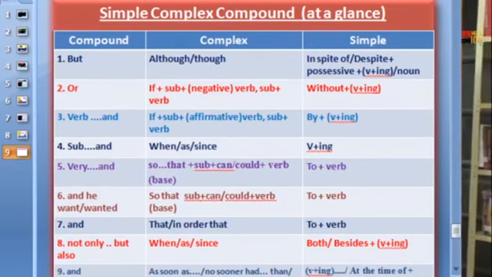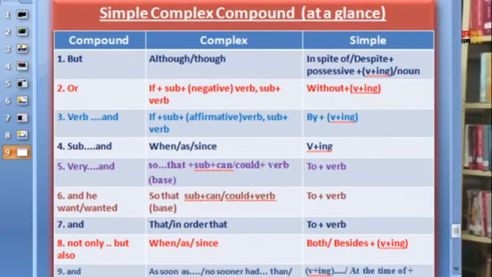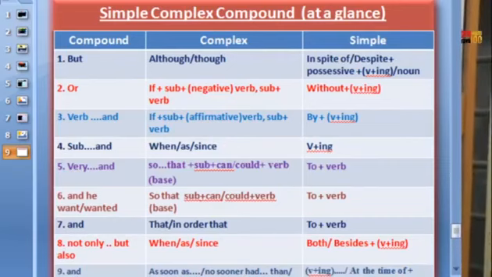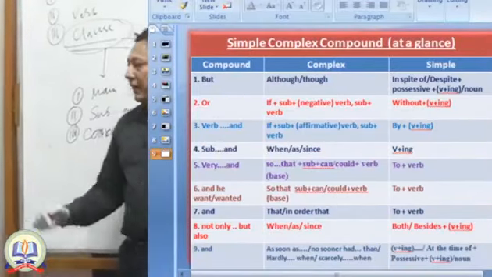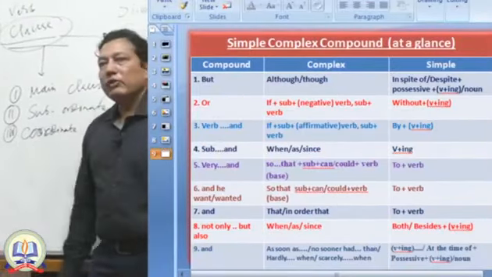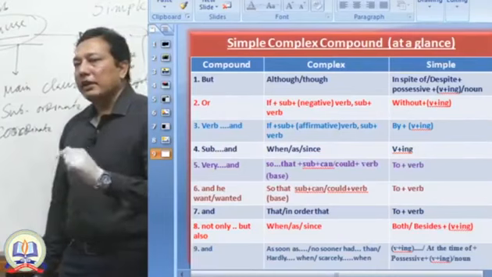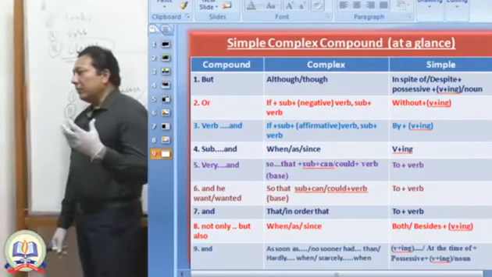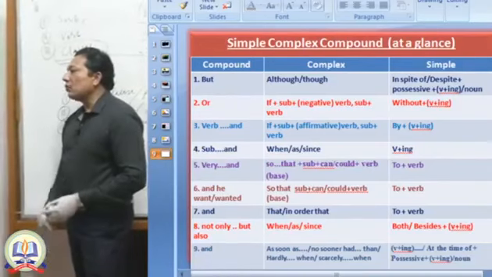That means if you notice any compound sentence with but, of course, you have to make that compound into complex by adding the subordinate conjunction although. That means by using although or though, you can make complex from compound if the compound is added with but. That means the coordinating conjunction but.